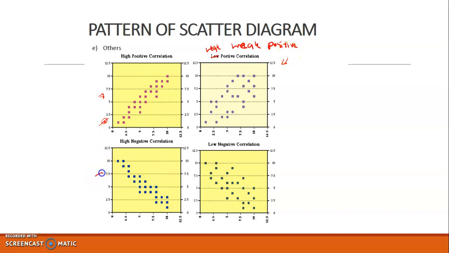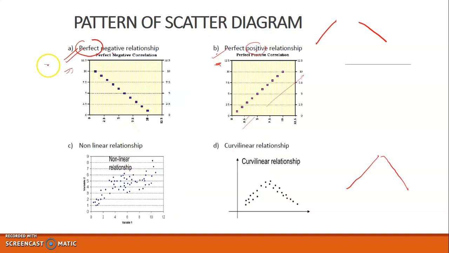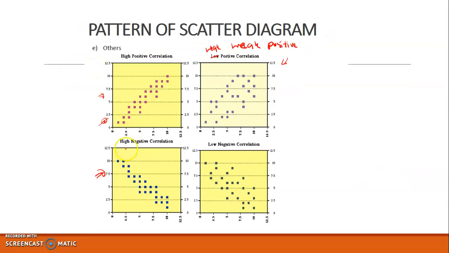Okay, as for this one here, this one is a decreasing pattern. So of course, negative correlation, but it is not like the first graph here. This one is perfect negative. So for this one, we can say that this is a strong negative correlation. But this one right here, this is a weak negative.